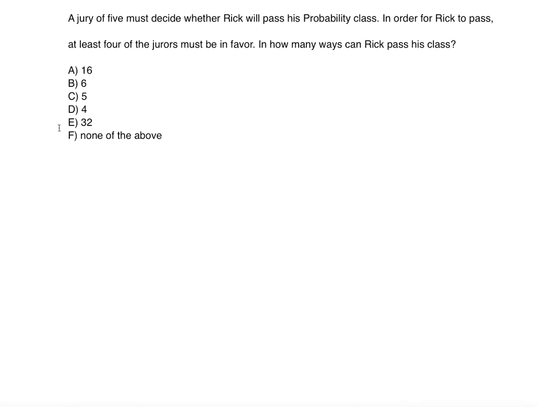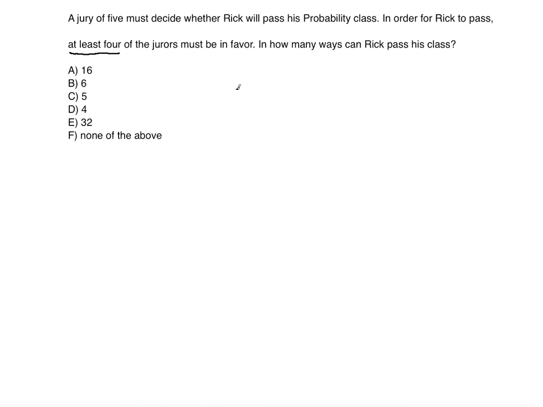Okay, so in order to complete this problem successfully, you have to think of what is being asked. It says that at least 4 of the jurors must be in favor. So at least 4 means 4 or 5, right? And remember, when you're saying "or 5," you will have to add the number of ways and not multiply, okay? Because these will be mutually exclusive events.